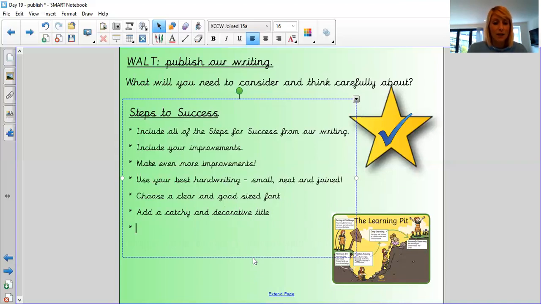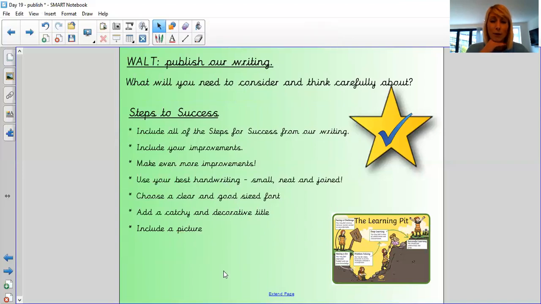The other thing I thought about was including a picture. People really like pictures when they read stories, don't they? It helps them to picture the scene and to imagine what's happening and see in more detail what's in your mind as the author. So I'm going to say include a picture. So again, if you're doing this on a computer, you could find a picture off the internet. If you're writing this out, then you can draw your own picture to go with it. Okay. I think that's all of the steps to success I want to include, but you might have some others. So do put in any extras that you want.